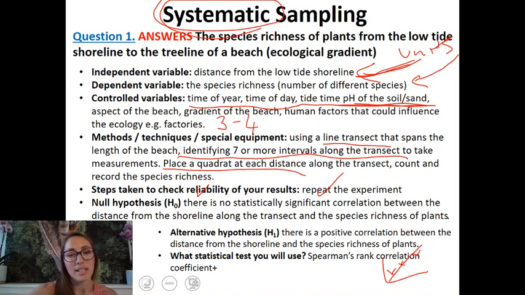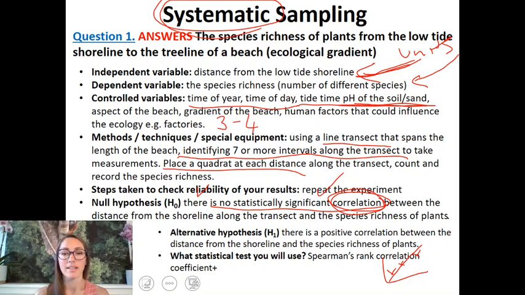And our null hypothesis is there's no statistically significant correlation. So there's our keyword. Make sure that you're careful with that. We're not looking for a statistically significant difference. It's an ecological gradient, therefore it's a continuous scale, and therefore it's a correlation. We're going to be plotting a bar chart like we said down here. Alternative is we predict there's going to be a positive correlation as we move up the beach. The number of species is going to also increase, and we can use Spearman's rank correlation coefficient to measure that.